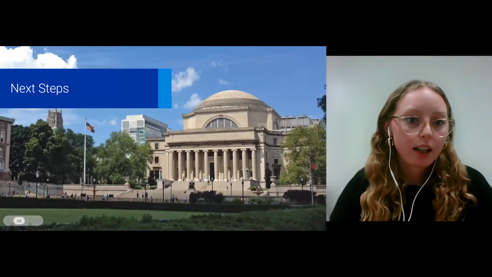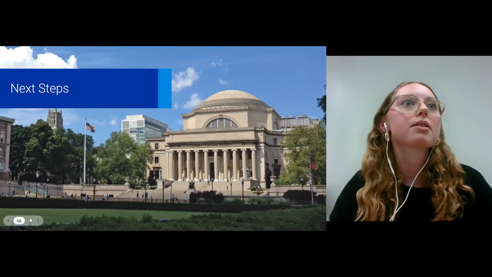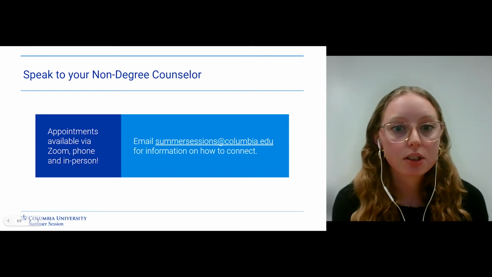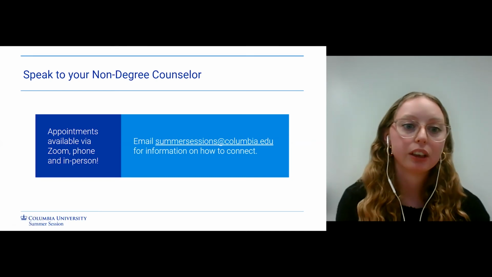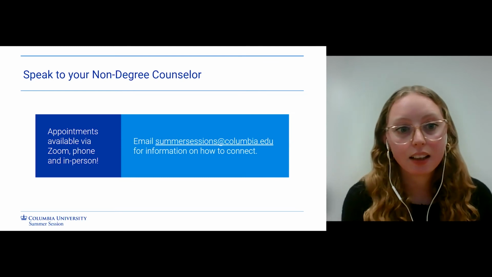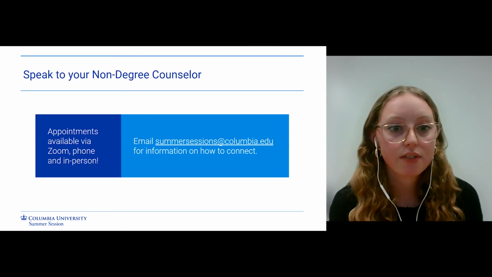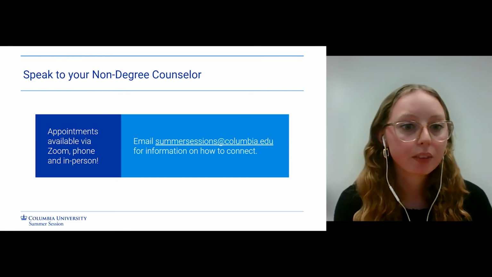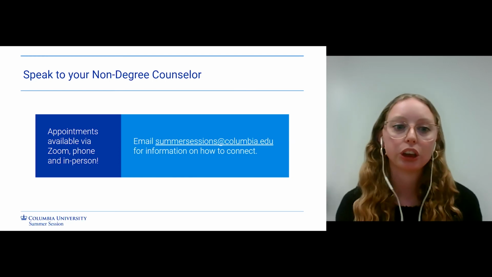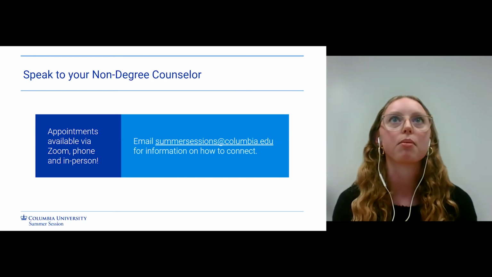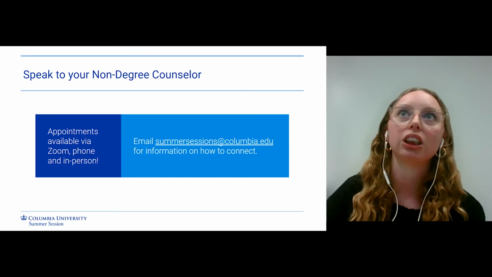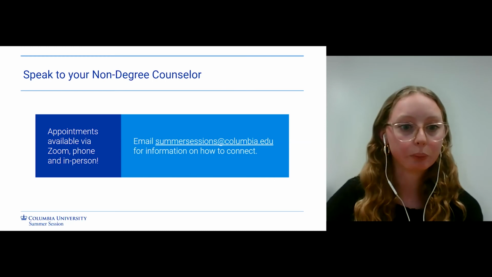Okay, and then just some next steps. If you'd like to speak with an admissions counselor after the session, you can begin by reaching out to them via email. They also offer one-on-one appointments, and links to these appointments can be found across the various program pages on our site. If you're not sure where to start, please reach out to them and just let them know what you're interested in doing, and you can work with them from there. And as you can see on the screen, you can email them at summersessions@columbia.edu.